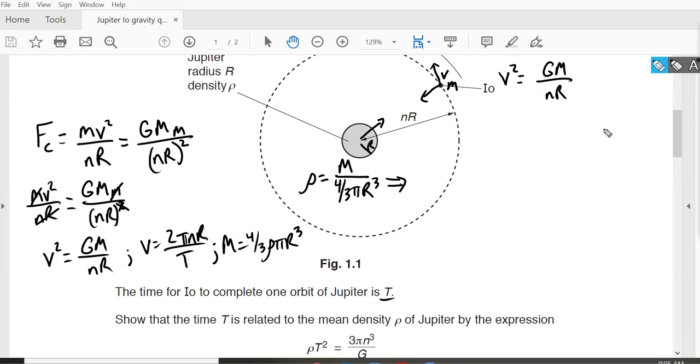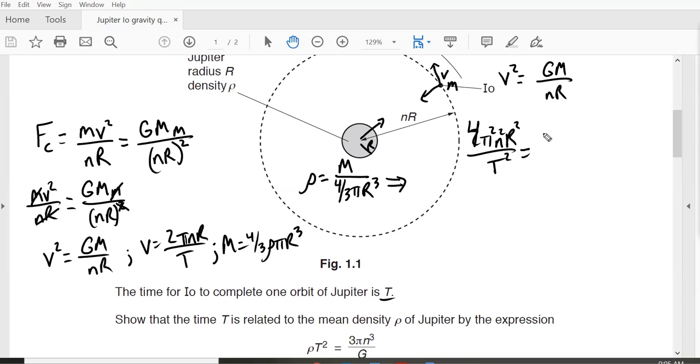Plugging in v first. So v is 2 pi n r over t, but everything here is squared, right? V is squared. So, well, 2 squared is 4. That's not too bad. Pi squared, n squared, r squared over t squared. Everything has to be squared on the left side because v is squared.